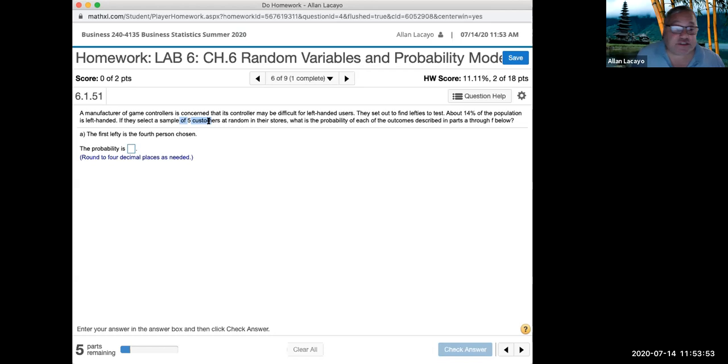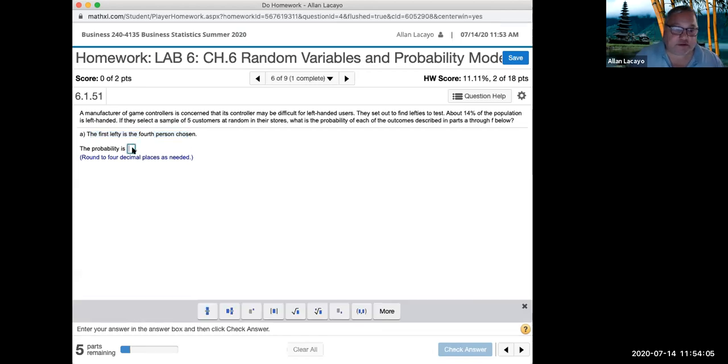The first question, though, asks you about the first lefty being the 4th person. So for the first lefty to be the 4th person, you'd have to have a righty, a righty, a righty, and then a lefty. Okay, so this probability would be a righty and another righty and another righty, and then comes the lefty.